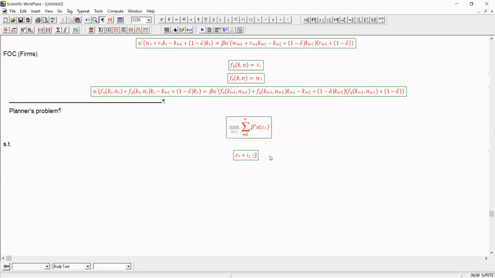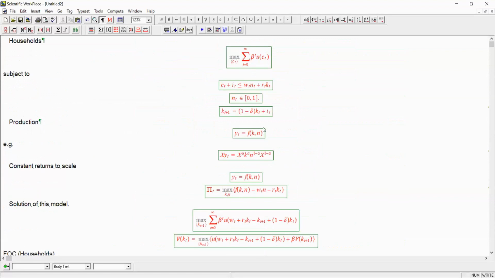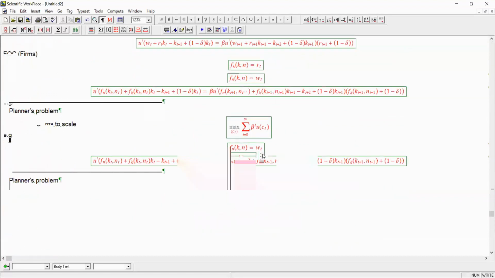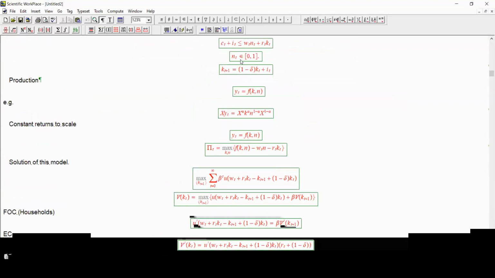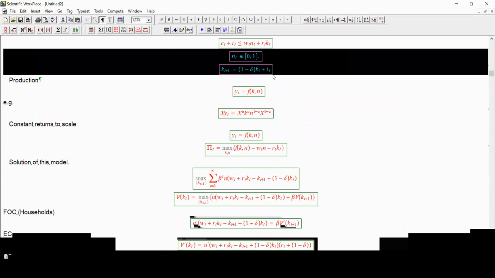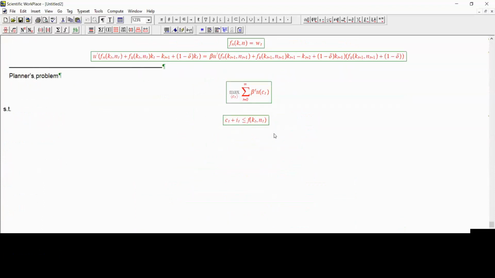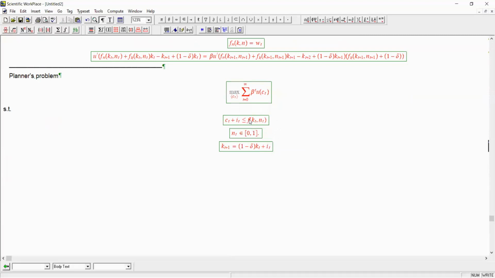what the households can get, the consumption and investment, cannot exceed the total amount of resources that can be spent, which is the output itself. Now, of course, this planner has these constraints to worry about as well. So what we're going to do is proceed as before and just plug these constraints in here.